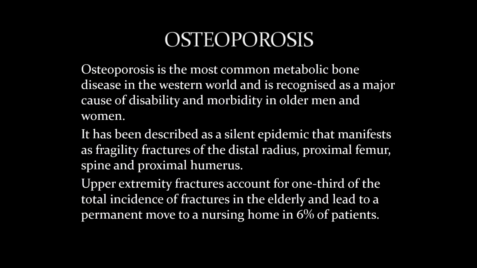So if we look at osteoporosis, it's the most common metabolic disease in the Western world, and it's recognized as a major cause of disability and mortality in older men and women. It's been described as a silent epidemic that manifests as fragility fractures of the distal radius, the proximal femur, the spine, and the proximal humerus. Upper extremity fractures account for 1/3 of the total incidence of fractures in the elderly and can lead to a permanent move to a nursing home in 6% of these patients.